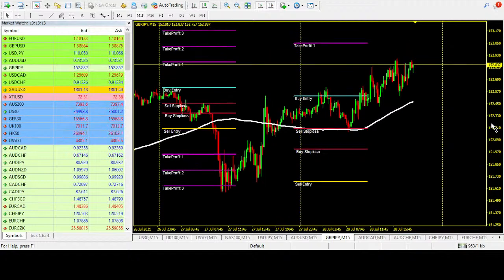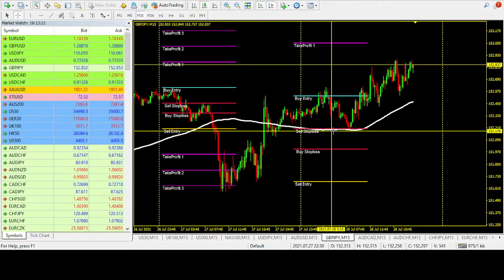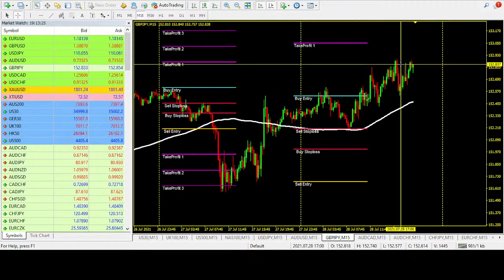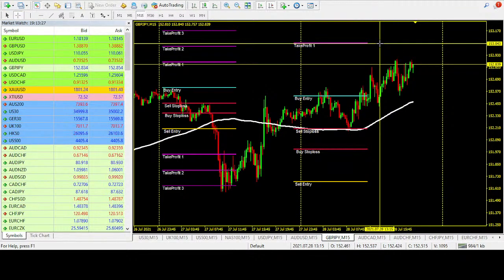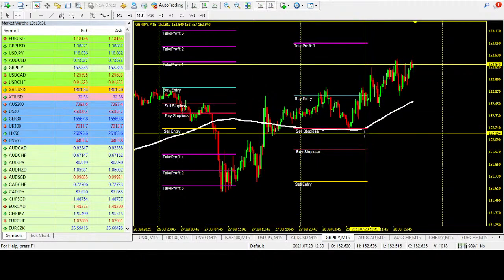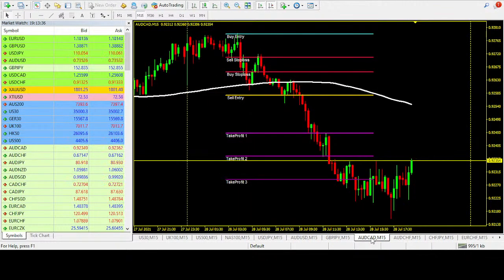Here's a trade on the GBP USD. It's currently in a buy trade. It's almost at take profit one. So had you seen this in time, the price was above the 100 period moving average. Buy price was triggered right there, and as you can see, this trade is in profit, almost at take profit one. So this is a very stellar trade, very good trade to be in. Good work to all those who actually jumped in on the GBP USD.